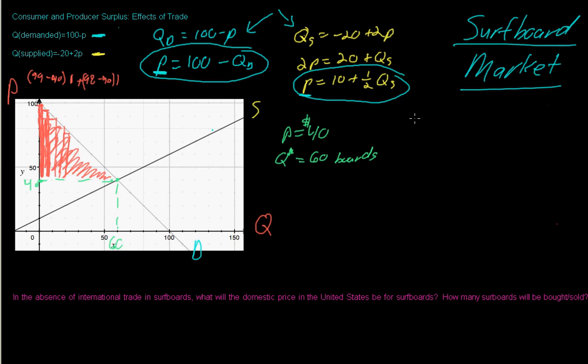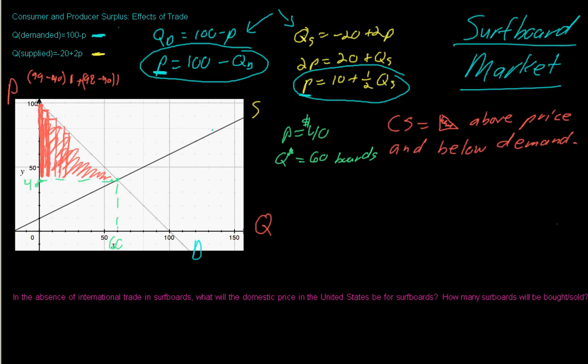So consumer surplus, I'll just abbreviate it CS, is equal to the triangle above price and below demand. It's the difference between what people are willing to pay and what they actually have to pay. And so now there is an analogous part for producers, and we call that producer surplus.